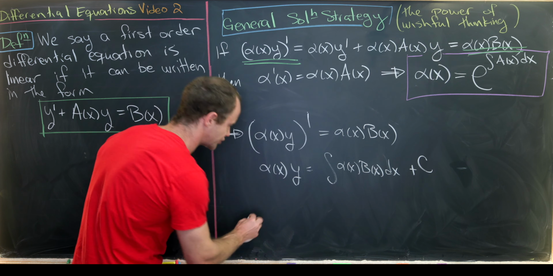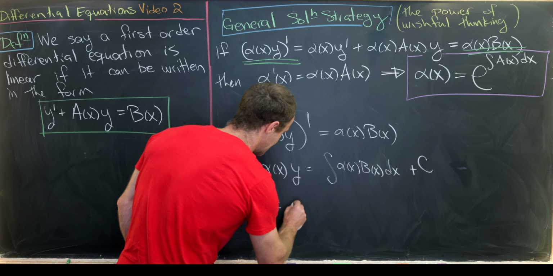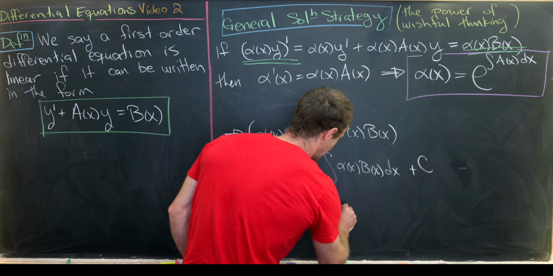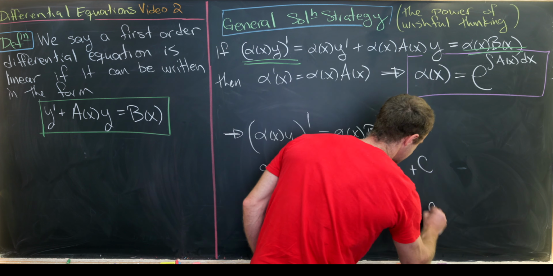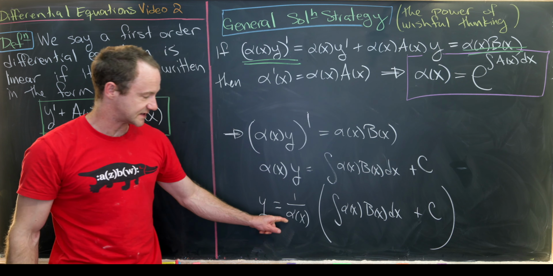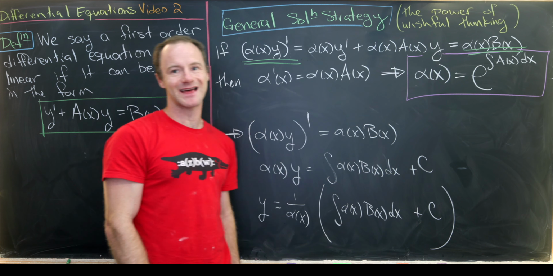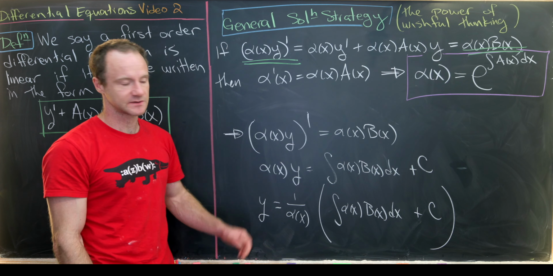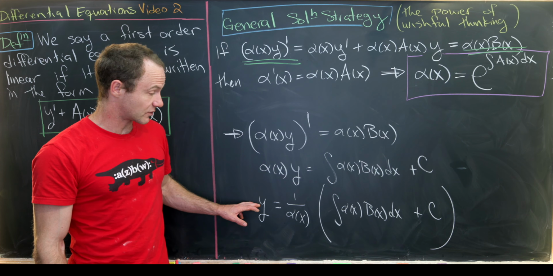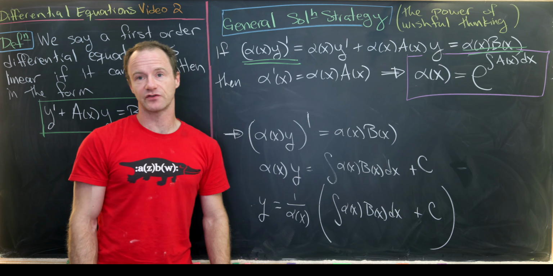But that allows us to solve for y. So we've got y is 1 over alpha of x times the quantity, the antiderivative of alpha of x times b of x dx plus a constant. The important thing is this 1 over alpha of x is multiplied into this antiderivative and the constant. It's easy to forget that it's multiplied into the constant. So that's our general solution along with the necessary integrating factor.